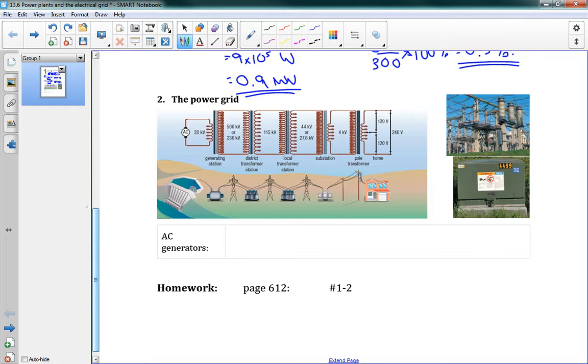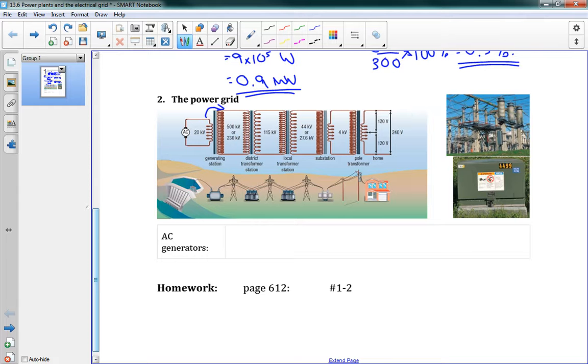Here we have our power plant. So let's say we've got hydroelectric power, so we've got some sort of dam, maybe this is at Niagara Falls, and it's causing some turbines to spin, generating electricity, and maybe it's generating at 20 kilovolts. That's the raw generation.